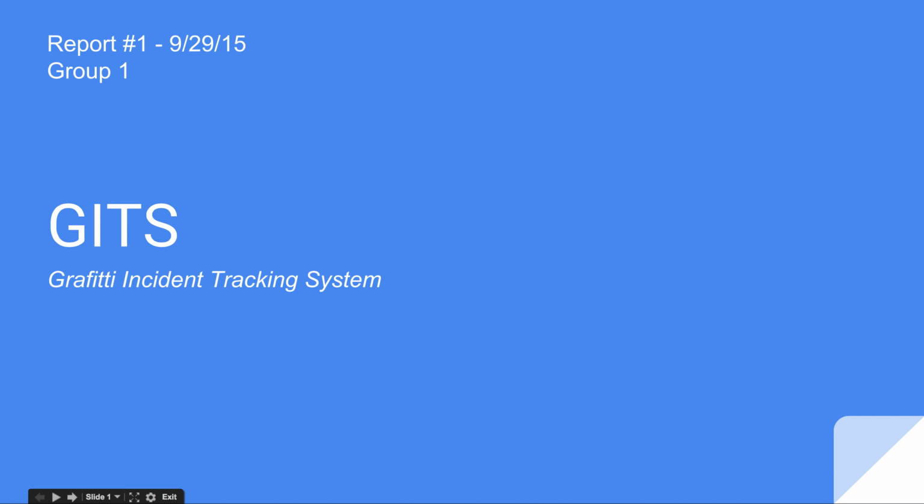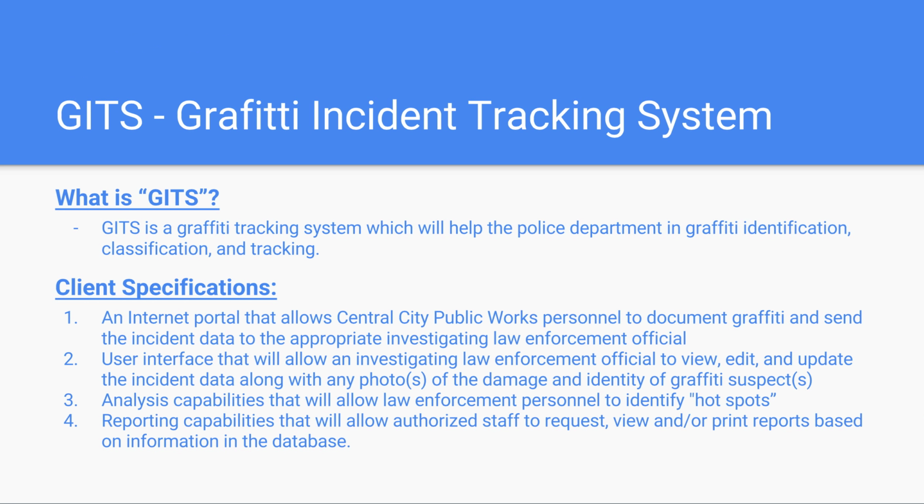And we'll now present to you the first report for the Graffiti Incident Tracking System. So, what is GITS? GITS is a graffiti tracking system which will help the police department in graffiti identification, classification, and tracking. A few client specifications are as follows.